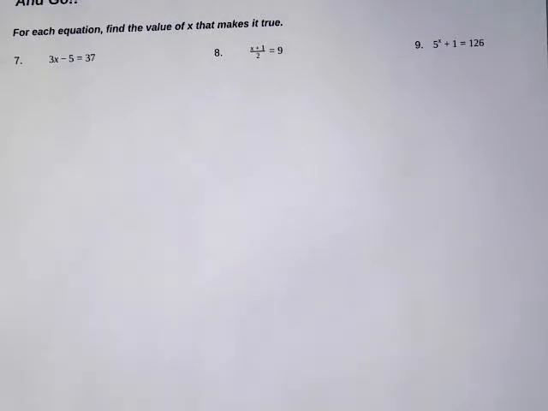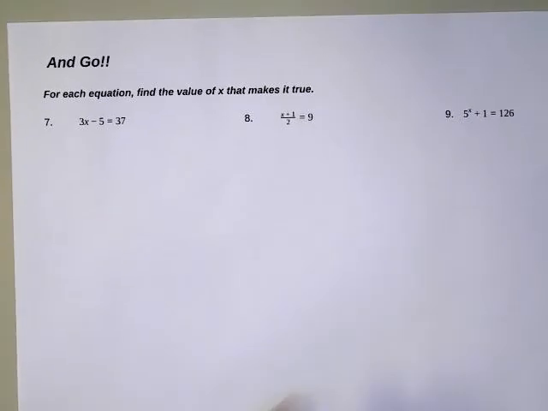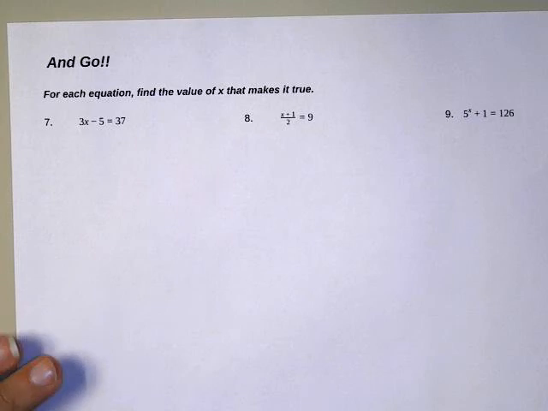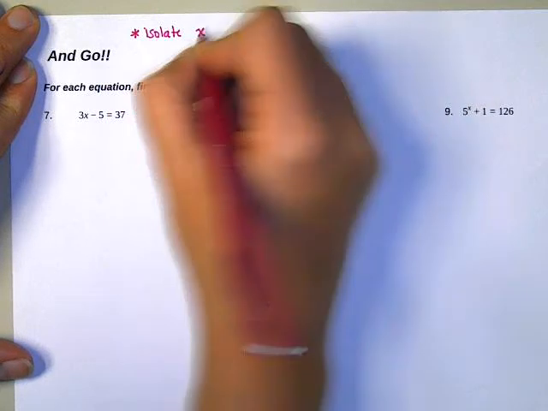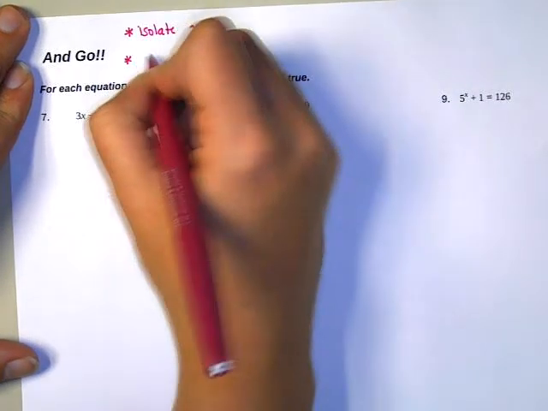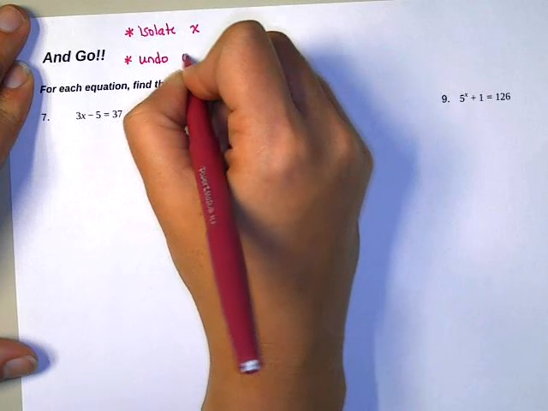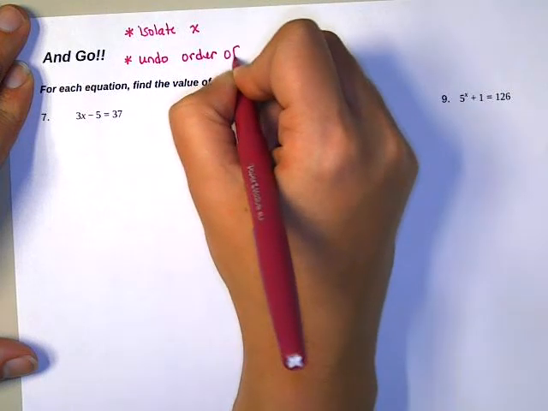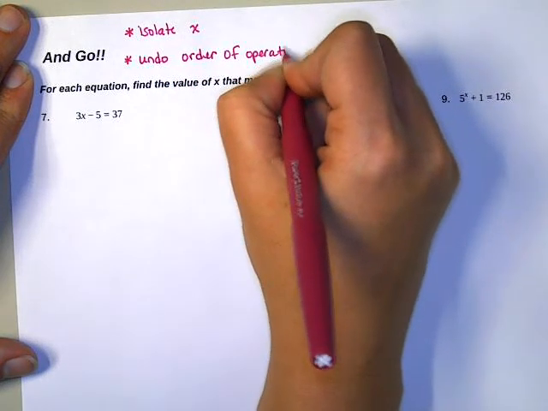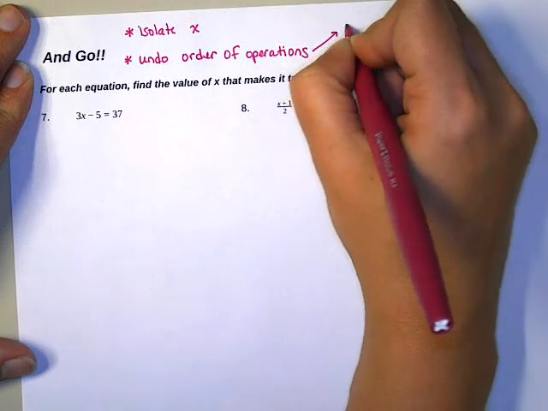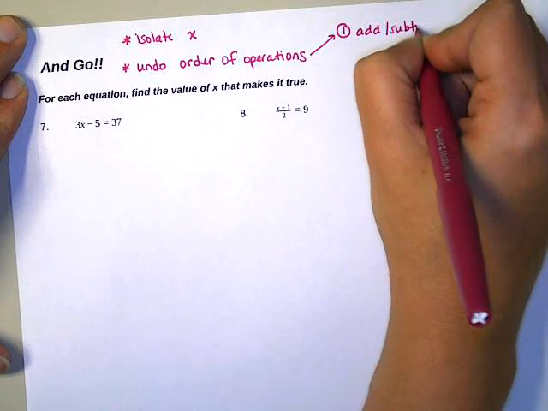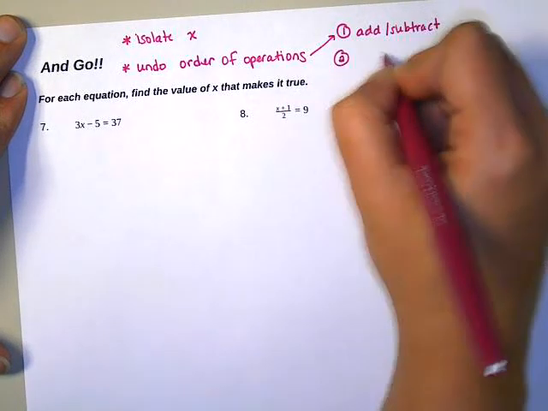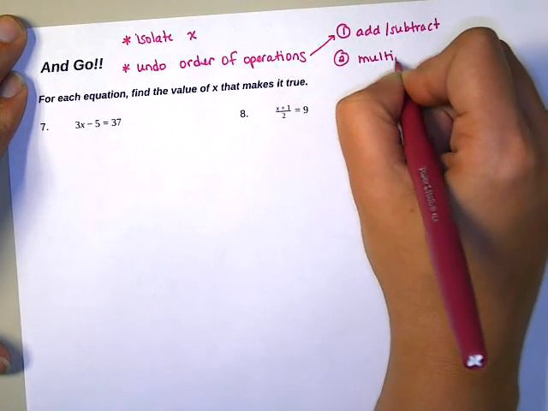The last thing we need to talk about today is the idea of solving equations. So one of the key ideas here for solving equations is that we need to get the variable alone. So we need to isolate the x variable. The other idea is that we need to undo the order of operations, which means that when we are solving, the first thing we undo is adding and subtracting. And the second thing that we undo is usually multiplying and dividing.